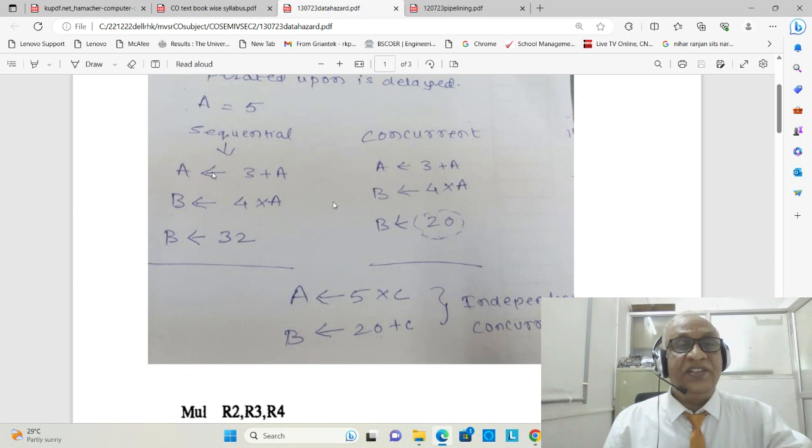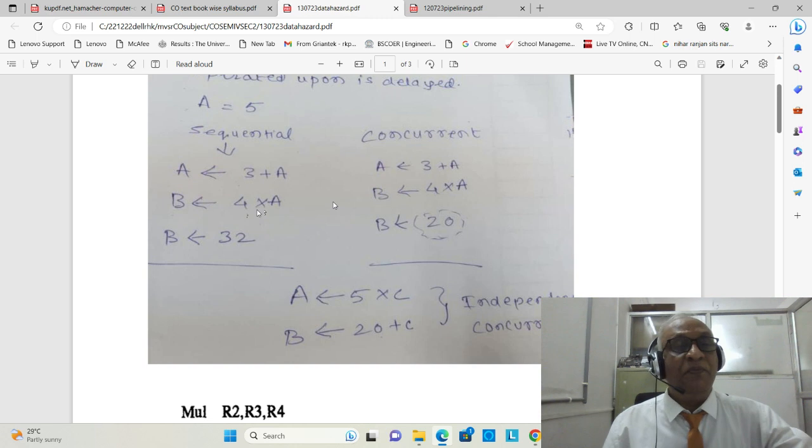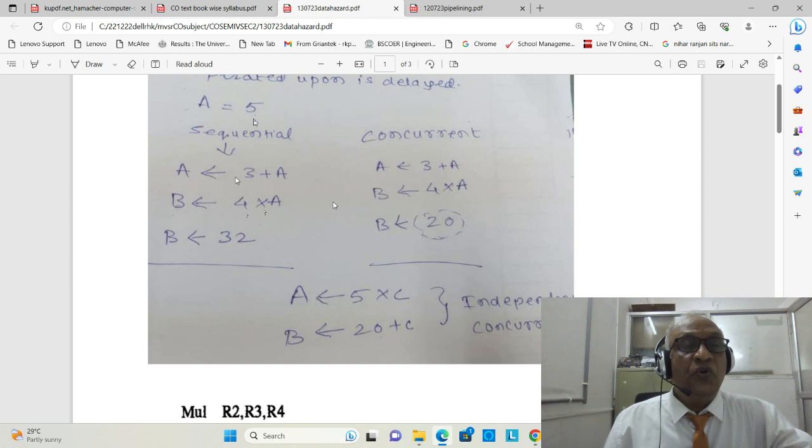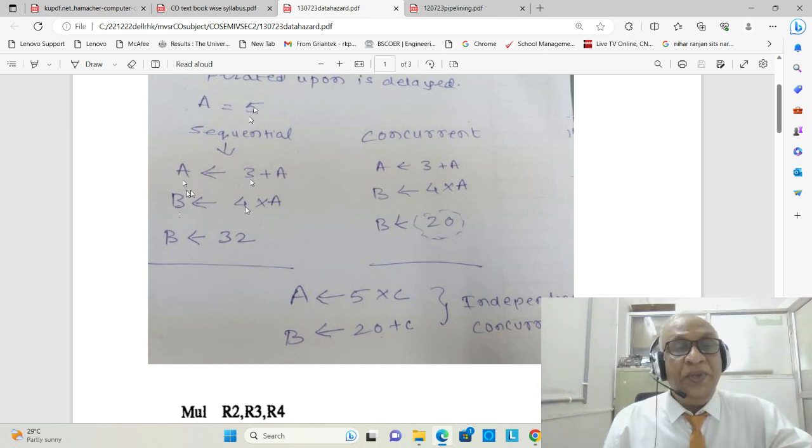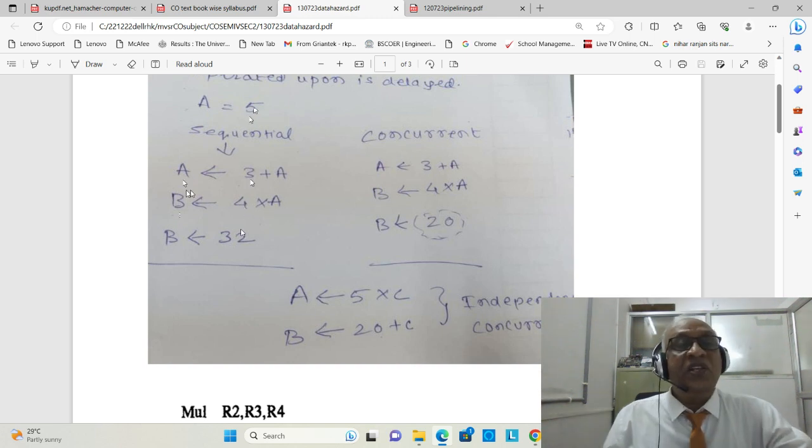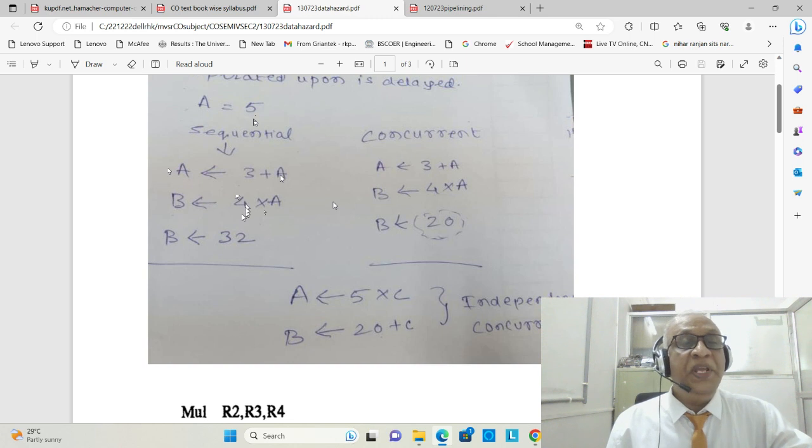Let us take these instructions. Let us assume that these are the two instructions. In the first one we are performing addition, and in the second one we are performing multiplication. The value of a is given as 5. So first a will be revised to 3 plus 5, getting 8, and then b will give an output of 4 multiplied by 8, that is 32, if the execution is sequential. What is the meaning of sequential execution? First the a instruction will be executed, then b will be calculated.